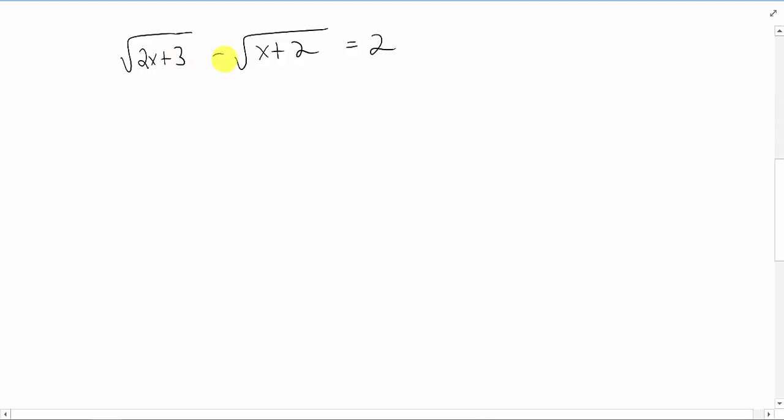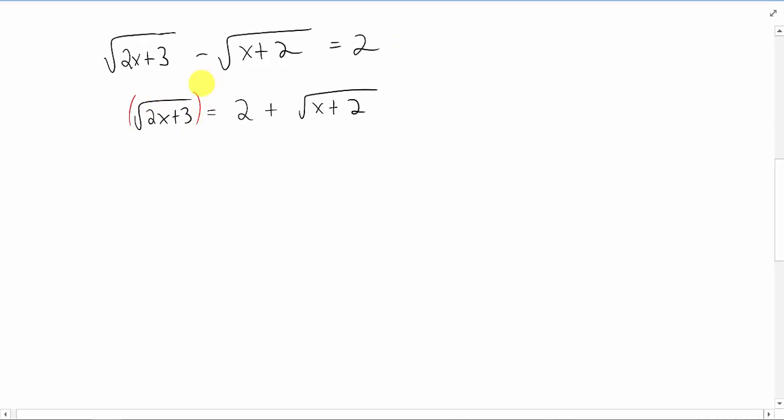So this is a radical equation that happens to have 2 square roots in it. When that happens, the first step is still to get one of the 2 square roots by itself. So I'm going to add the square root of x plus 2 to both sides of the equation. Now we can get rid of the square root on the 2x plus 3 by simply squaring both sides. The square root and the square cancel on the left. However, on the right, we actually have 2 terms here.